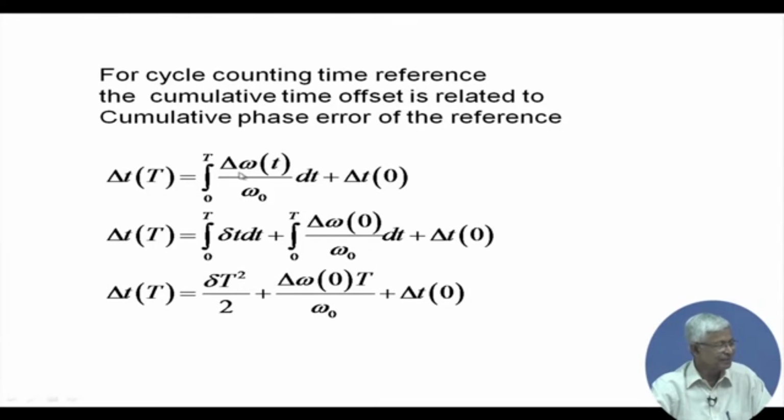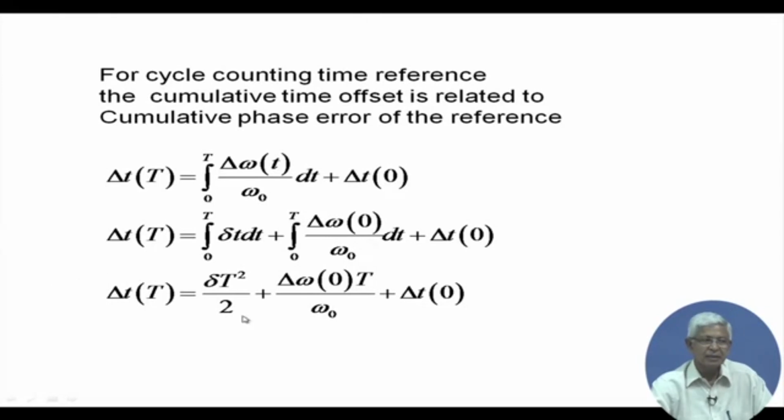Now, if I replace that delta omega t from the previous equation, then it will become integral 0 to capital T of delta t dt, delta omega 0 at 0 by omega 0 dt, again integrated over time t, and delta t 0. So, this gives us delta into t square by 2, and because this small t is there, delta into t square by 2 plus delta omega 0 into t by omega 0 plus delta t at 0 position. So, this is the cumulative error.